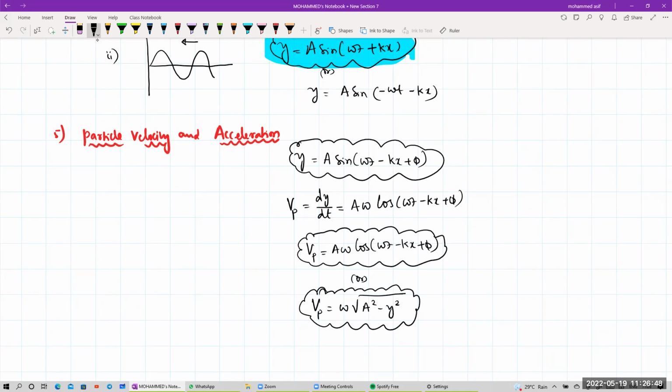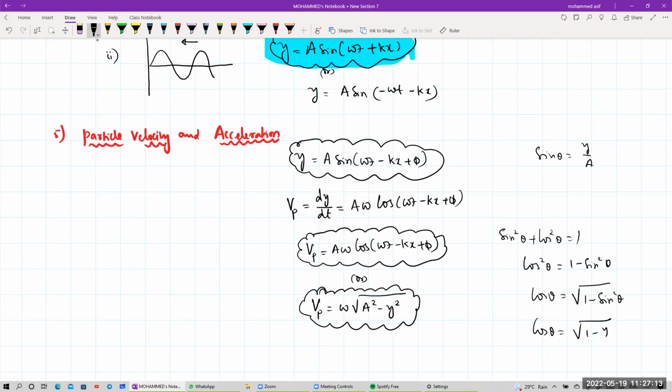Why is that? If we take cos θ, you know the formula sin²θ + cos²θ = 1. So cos²θ equals 1 − sin²θ, and cos θ equals the square root of (1 − sin²θ). In SHM, sin θ equals y by A. So cos θ equals the square root of (1 − y²/A²). Isn't it? So I write the cos in this form.